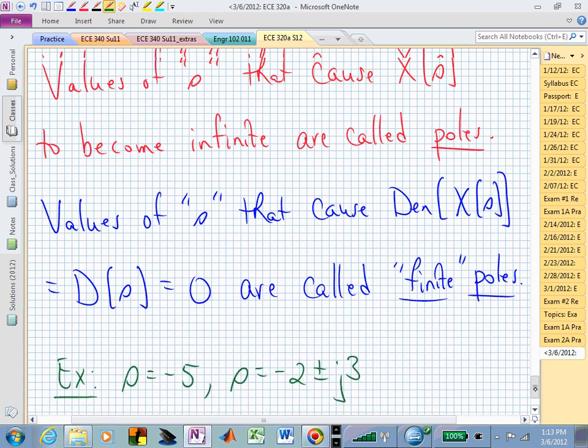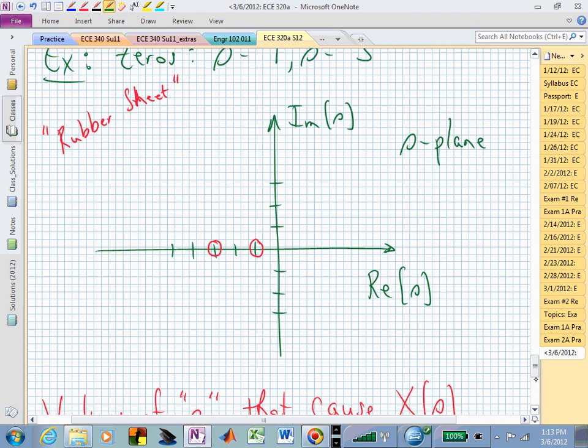And now if we go back to our sketch, we would have had a pole at -5, and we had a pole at -2 plus and minus J3, and -2 minus J3. And that's now our pole zero diagram for that transform. I could say, sketch the pole zero diagram for that particular transform, and you could draw these X's and O's.